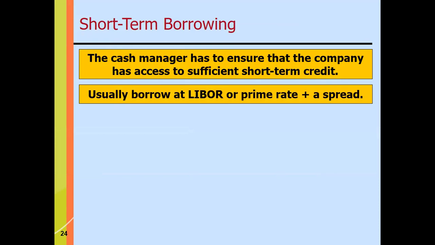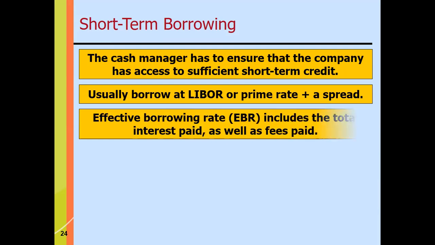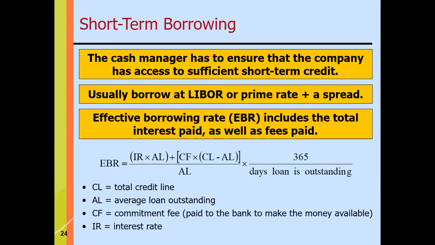So in this case, we have the so-called LIBOR or London, it's from London anyway. That's why it's London Interbank Offer Rate or Prime Rate. So whatever is the stated rate plus a spread or a certain added value. Then EBR or effective borrowing rate includes the total interest paid as well as fees paid. So this will be a computation in the later slide.